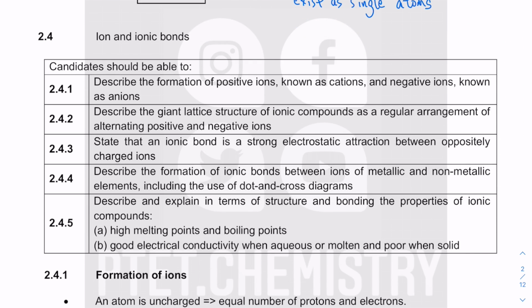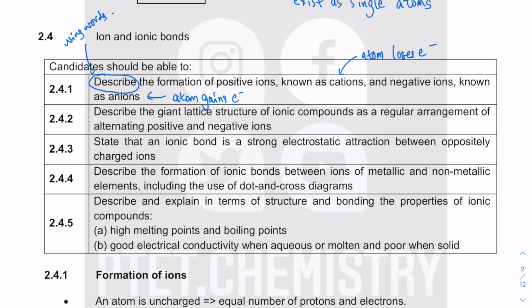So moving on to ions and ionic bonds, we have quite a lot of learning objectives to cover. First of all, a recap of what we have done in atomic structure. Describe the formation. Describe means using words. So we have to think about gain or loss. Cations are positive ions, meaning the atom has to lose electrons, and the anions are negatively charged ions, so the atom gains electrons.